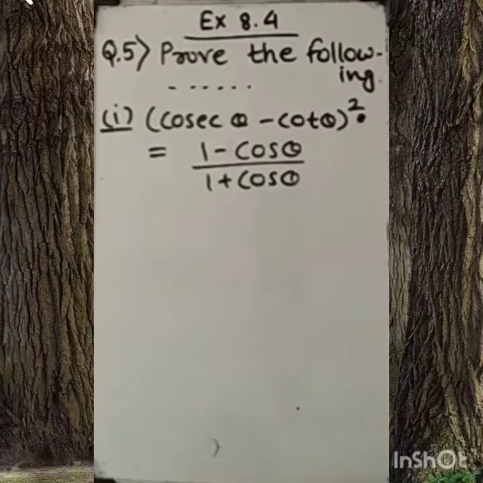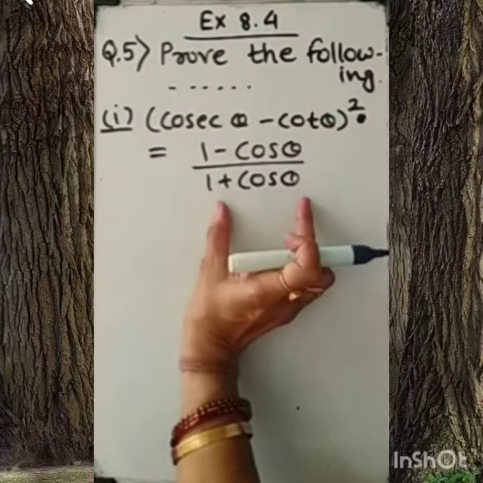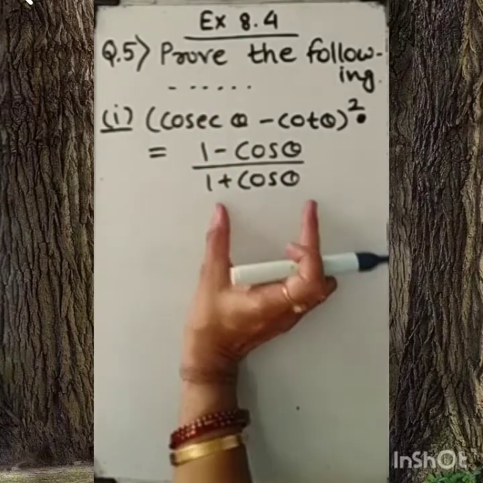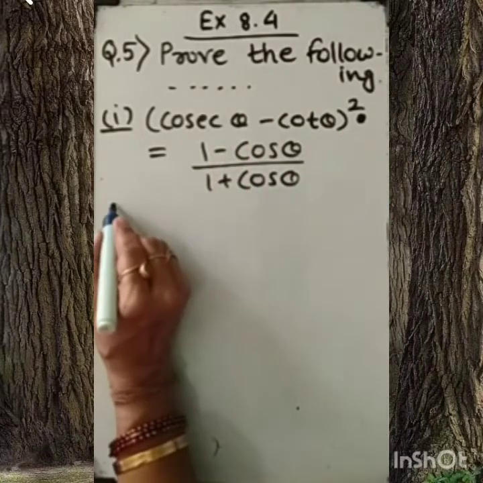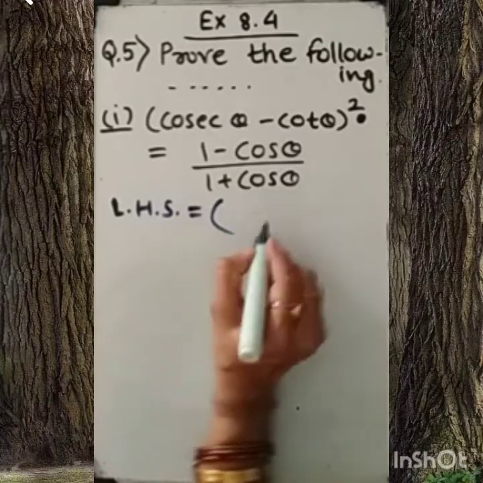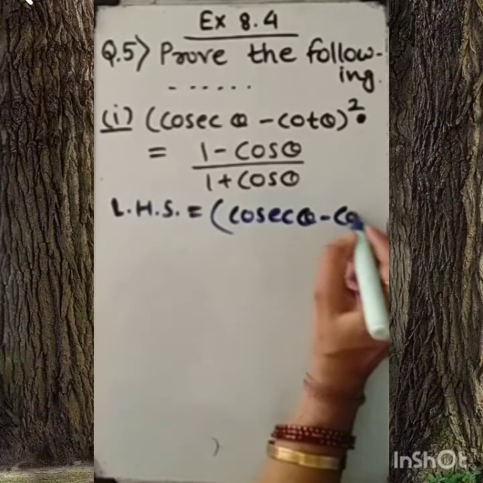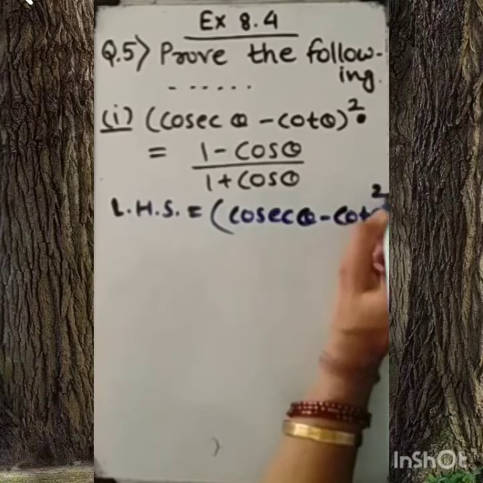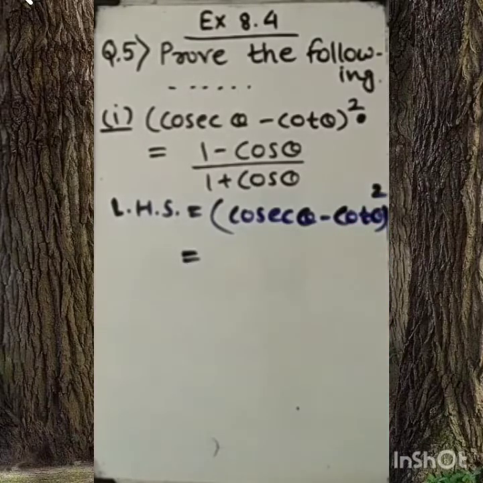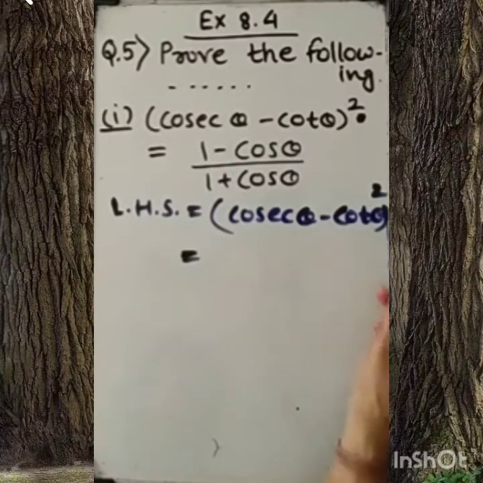Dear student, here this portion is LHS. We are considering this as RHS. So we are beginning our solution with LHS. Look at your screen. LHS, what are we given? That is (cosec theta minus cot theta) whole square. So I am beginning my solution with that.